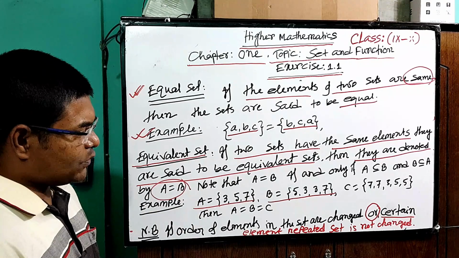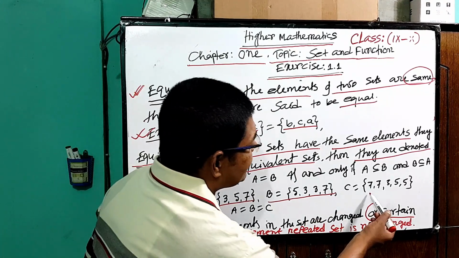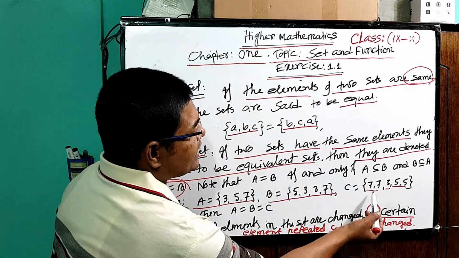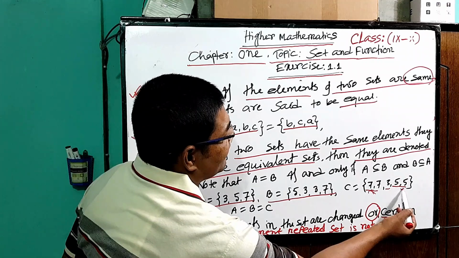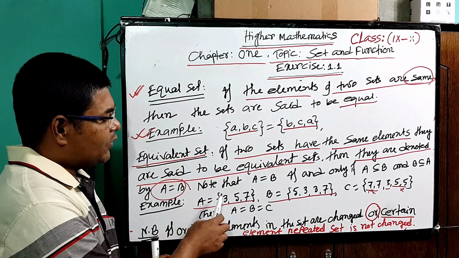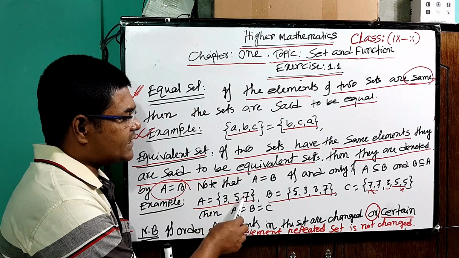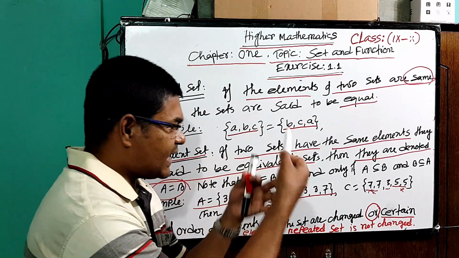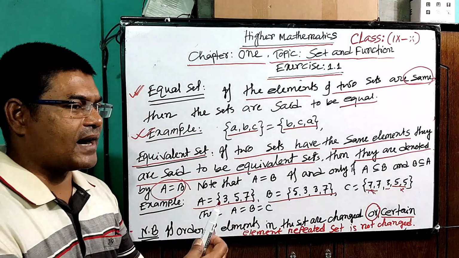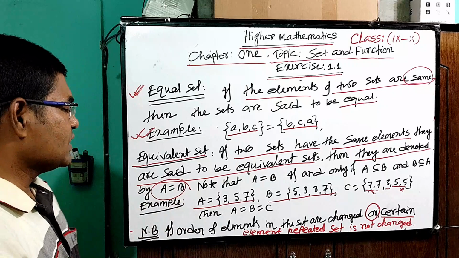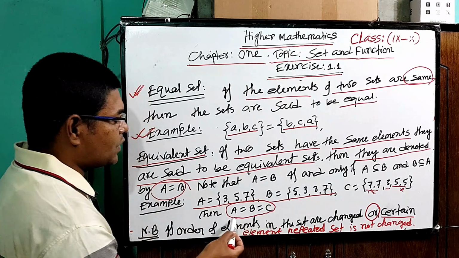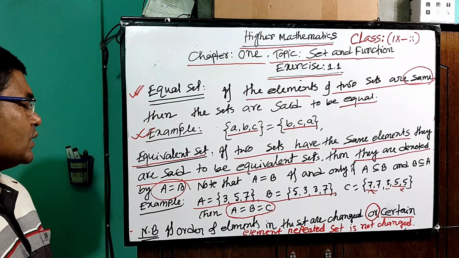Again, another set we can see C equal 7, 7, 3 and 5, 5. Here 7 is double and 5 is double. So if we follow A, we get here 3, 5 and 7. So if we rearrange C, we will get 3, 5 and 7. Just the order is the same. So we can write A equal to B equal to C.